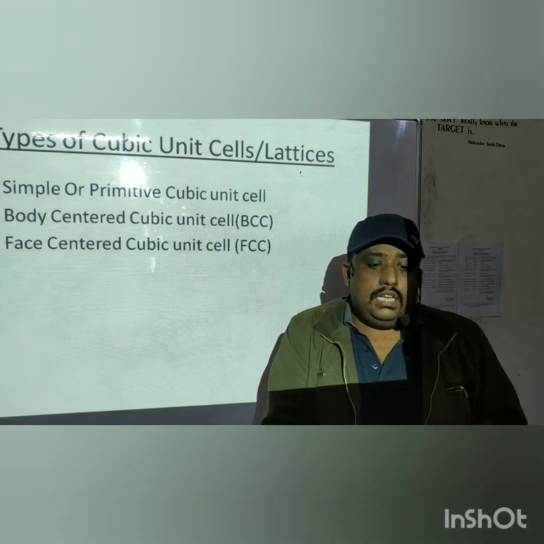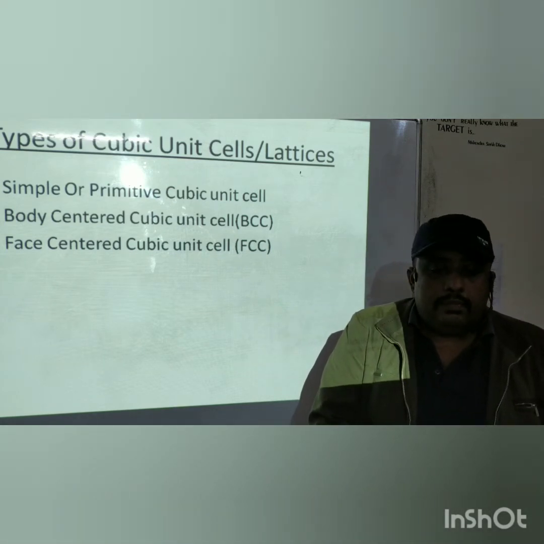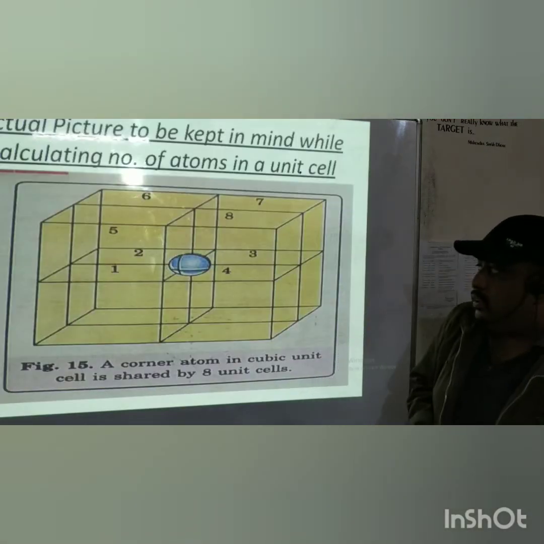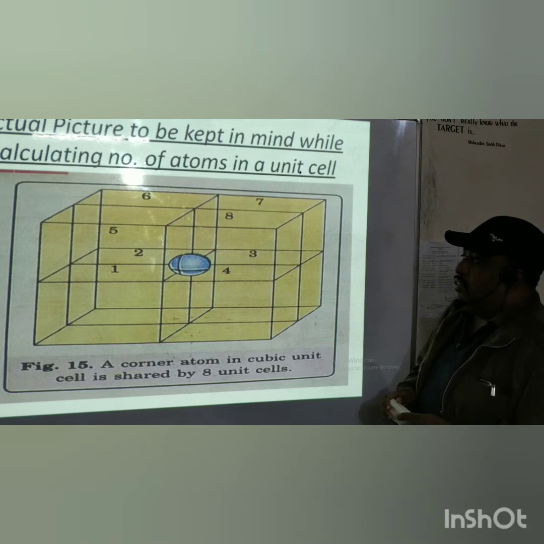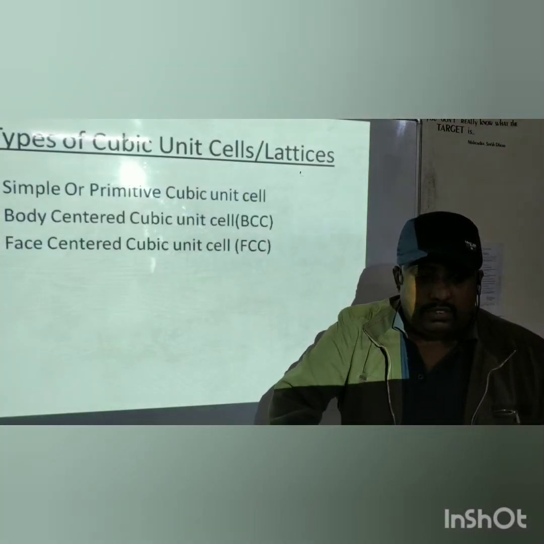Now we'll discuss the types of cubical unit cells or lattices. But before that, I'll just show you something. You have to go through this. It's very, very important. Let me first try this.